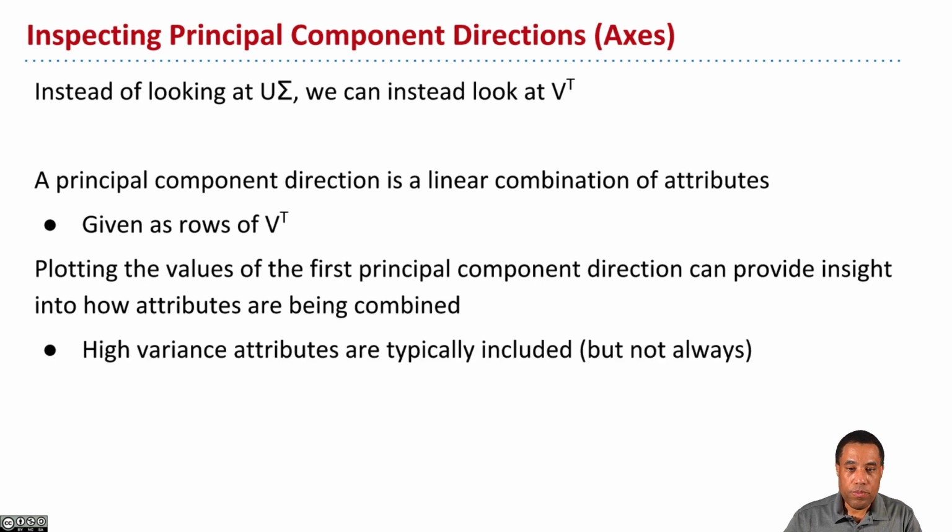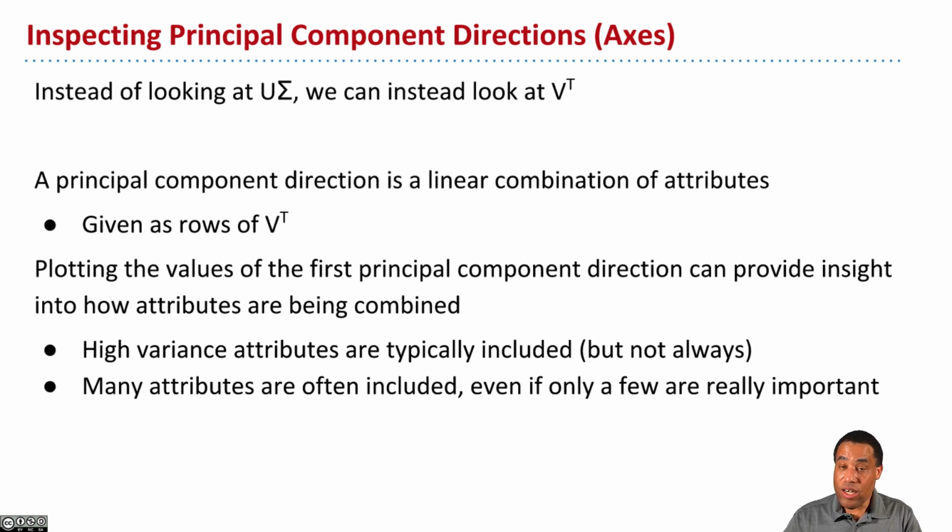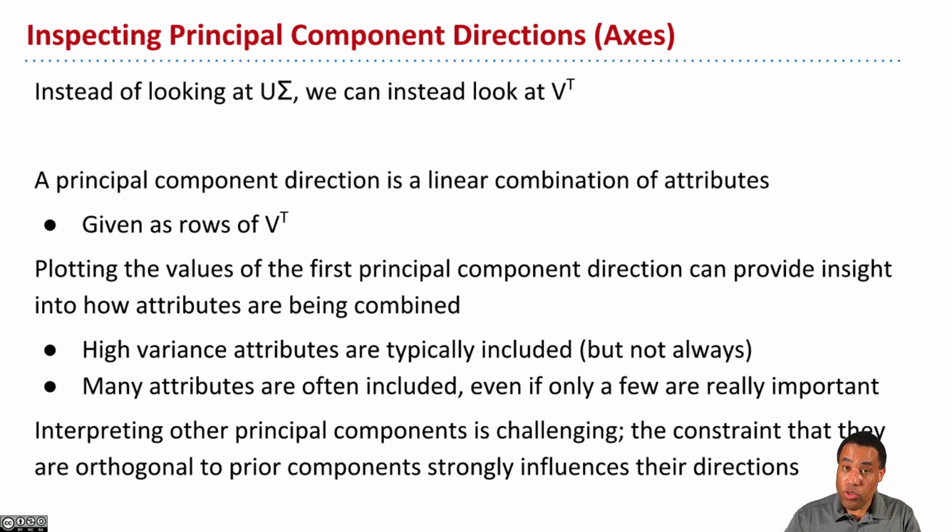So we can look at that and see, what's the directionality, what is the relationship between that and our input data. So the high variance attributes, typically those are the ones that we want to include because they'll capture the highest variance in our input data set. But it's not always going to be the case that you want to capture those attributes. And then we'll include some of the other attributes, even if there's just a few that are the really important ones. And interpreting the other principal components oftentimes can be challenging, right? So that first principal component oftentimes gives us that highest variance and variability, and it becomes something that, oh, okay, I understand what it's pulling out of the data set.